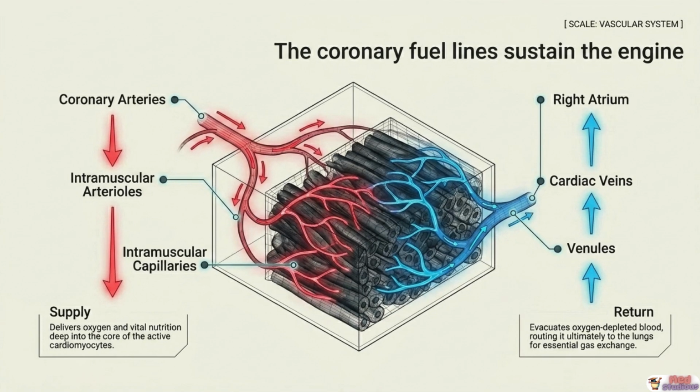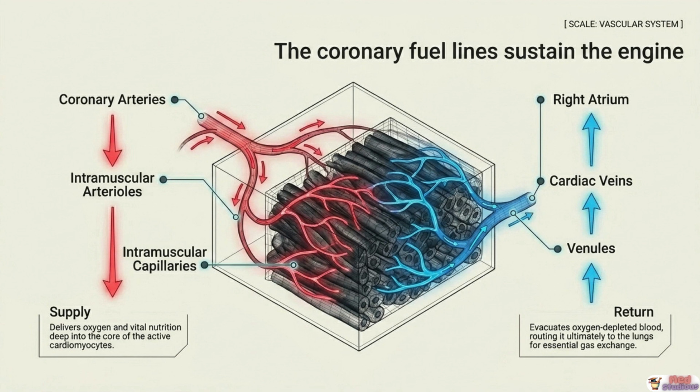Because the heart is a high-performance engine that never rests, it has massive metabolic demands. It cannot simply absorb oxygen from the blood moving through its internal chambers. It requires its own dedicated external fuel lines. This is the vascular coronary system. The supply side begins at the base of the aorta, where the main left and right coronary arteries branch off.